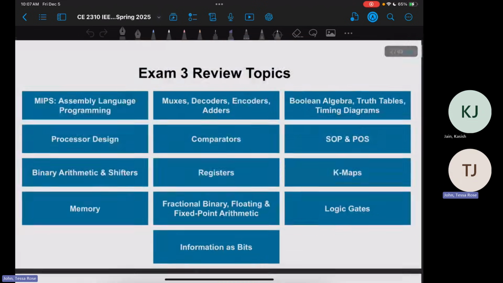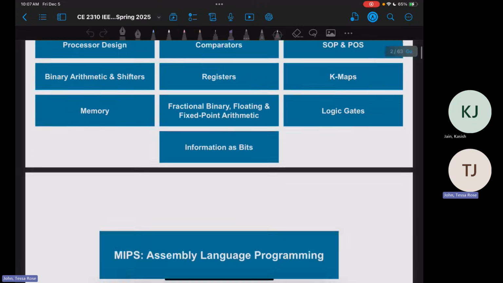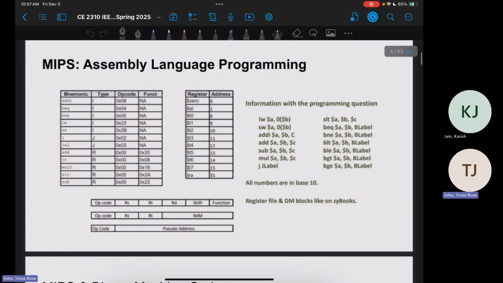These are the main topics for y'all's exam 3. Let's start with MIPS. So, get my notes.